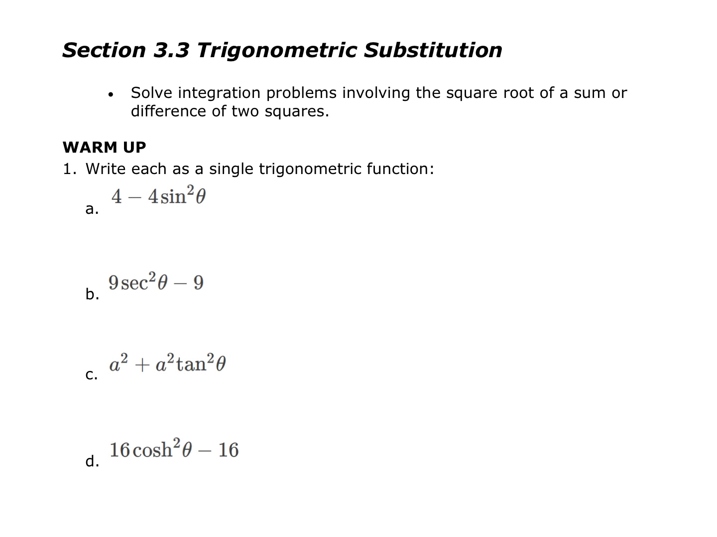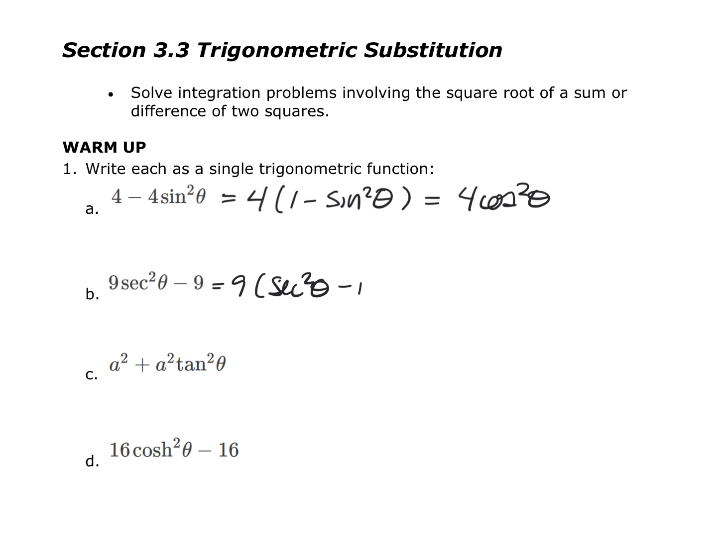I am asked to write each one of these as a single trigonometric function. So the first thing I'm going to do is factor out a 4. The reason is that if I factor out a 4, then I'm going to get 1 minus the sine squared, which is equivalent, by the Pythagorean identities, to cosine squared. Same thing here. I'm going to factor out a 9, leaving me secant squared of theta minus 1, which is equal to 9 tangent squared of theta.